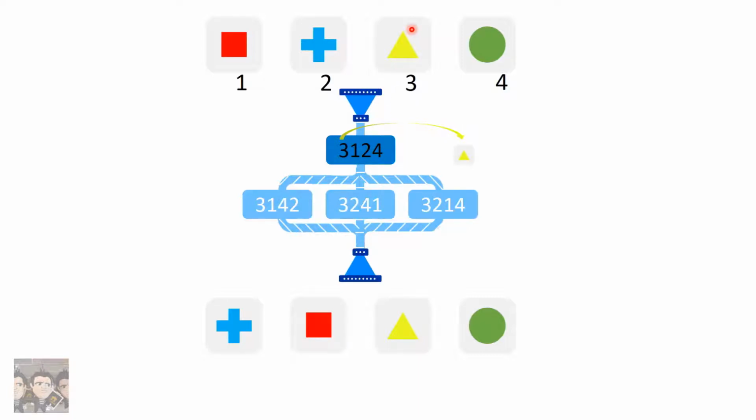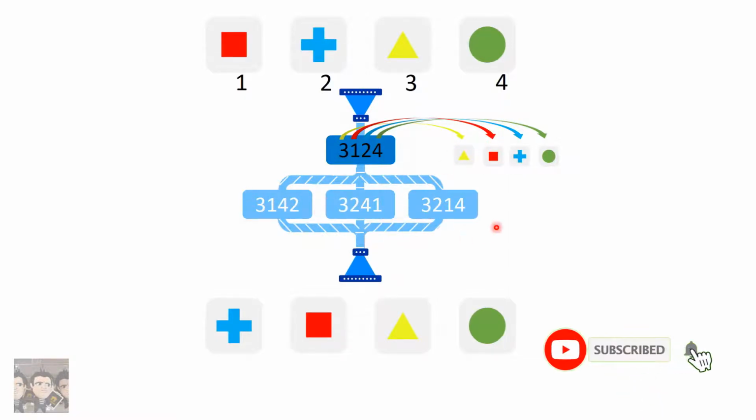Here it's calling number 3, which is yellow, then number 1, which is red, then number 2, which is blue, then number 4, which is green. Now you can forget about this operator and this part. You can consider this question as the previous question by thinking this is your input. Now this is your input for all of these operators.